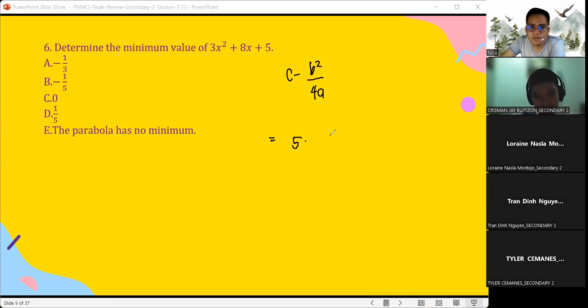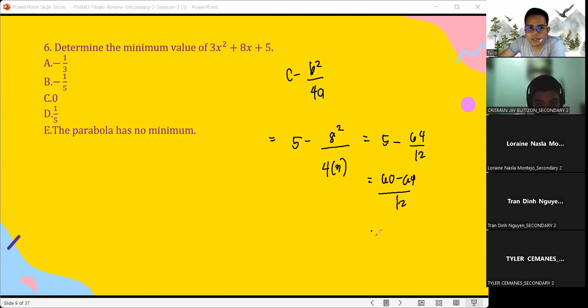So that's 5 minus 8 squared over 4 times 3. So that's 5 minus 64 over 12. That's negative 4 over 12. It's negative 1/3, which is letter A.